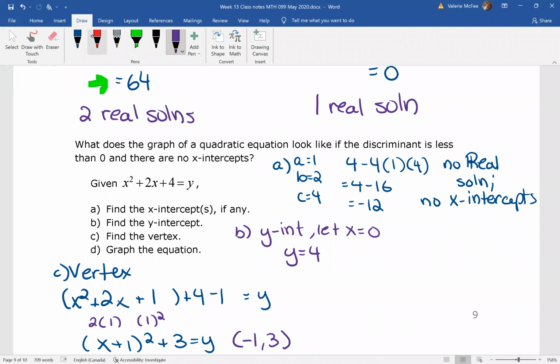So we have 2 points here. That means we could graph this already. Do we know if it's going to open up or down? I didn't ask that. Well, we see that a here is positive. So we know that it's going to open up.